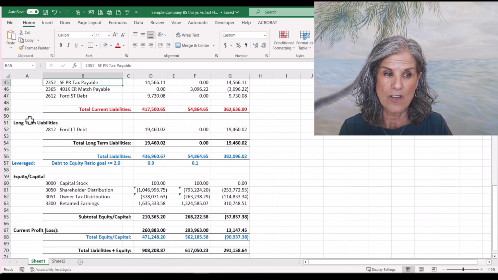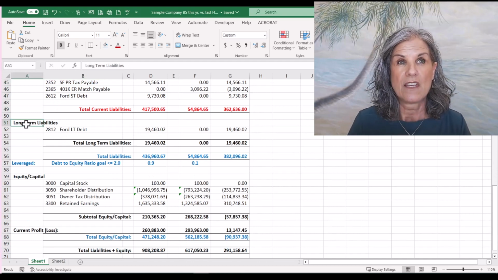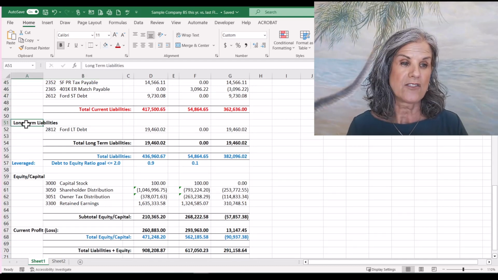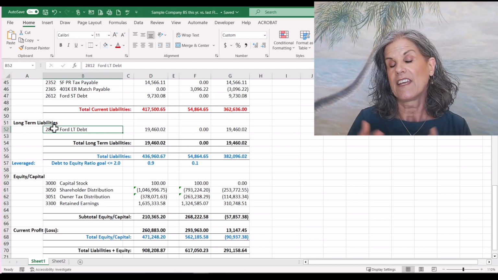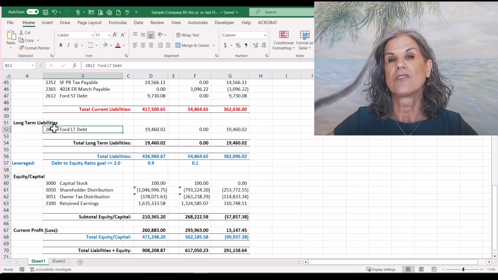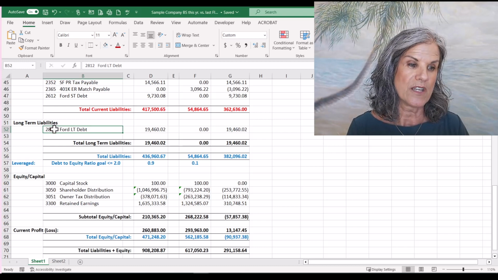And then there are long-term liabilities, which is a long-term note. In this case, there's a truck loan on here that has a longer term of payments that are due over an extended period of time.